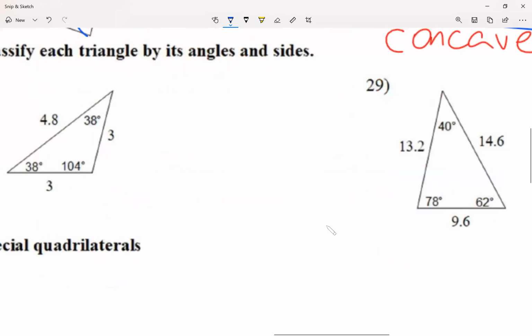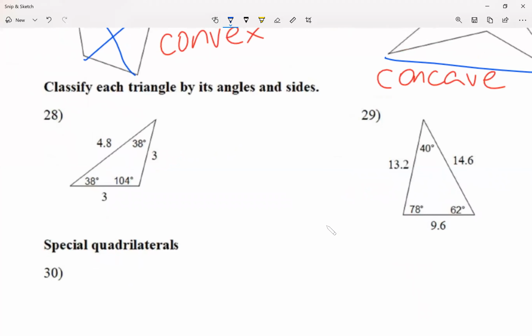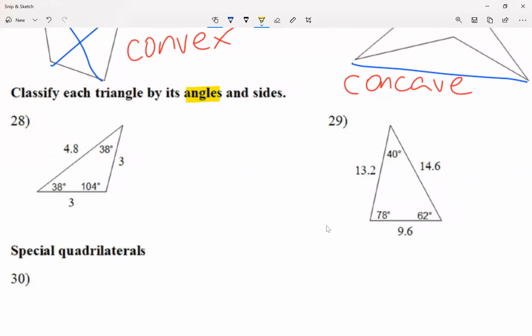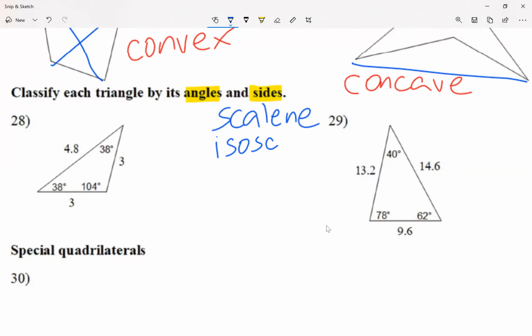Now, looking at our triangles, let me label my triangles. Here it says, classify each triangle by its angles and sides. So I'm going to classify by angles and sides. Let me talk about sides first. The angles are going to be easy. We're going to have words like scalene, words like isosceles, and a word like equilateral.